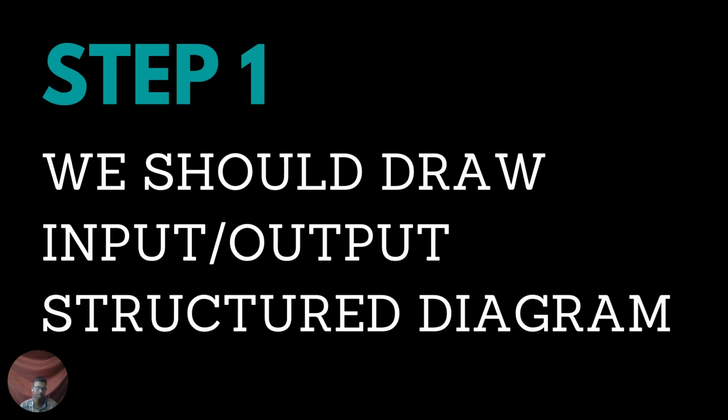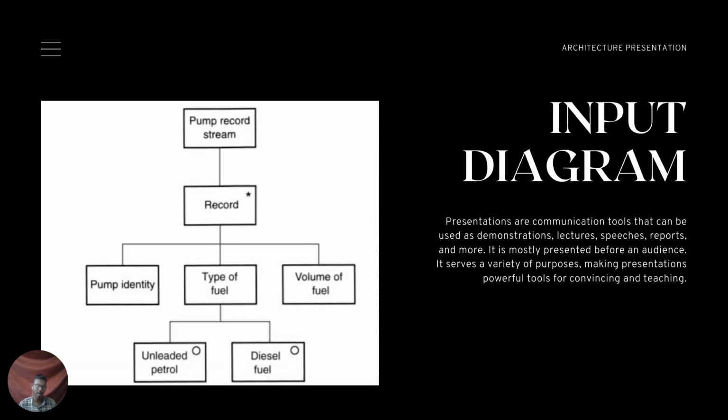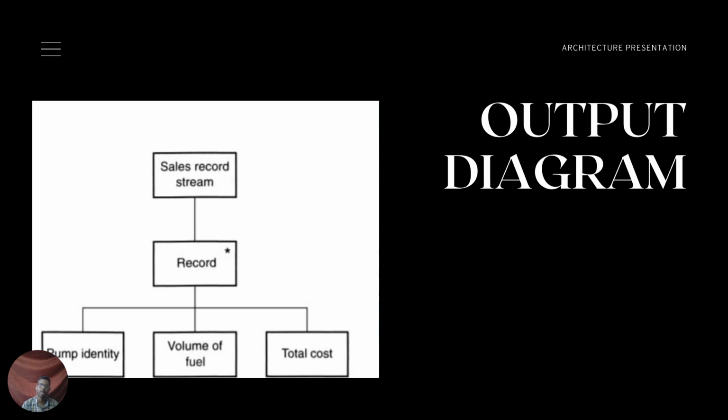Step one is that we should draw the input and the output structure diagram, and this is the input structure diagram. So here a record consists of a sequence: pump identity, type of fuel, volume of fuel. The type of fuel can specify the grades as either unleaded petrol or diesel petrol, and this is the output diagram. Here the sales record stream consists of many instances of a record. A record consists of a sequence: pump identity, volume of fuel, and the total cost.